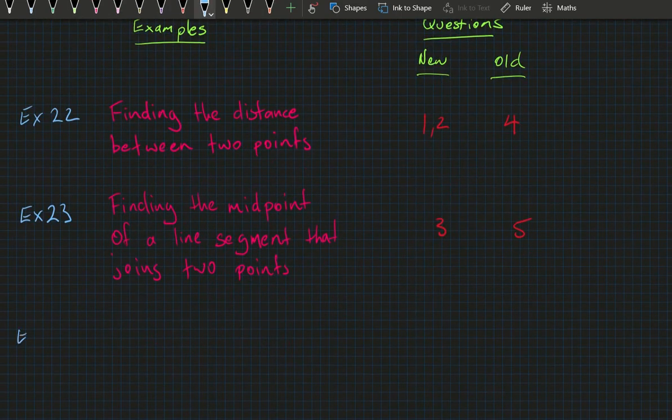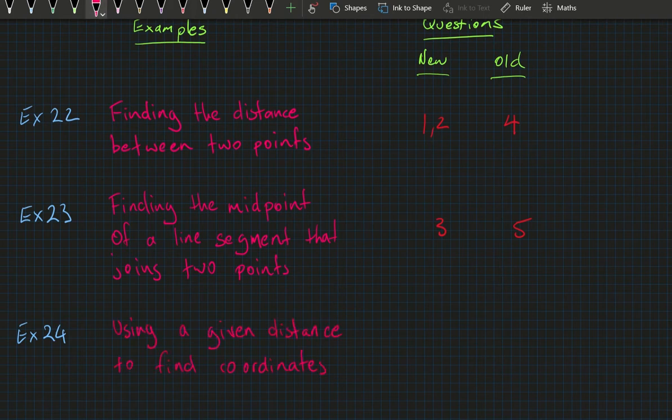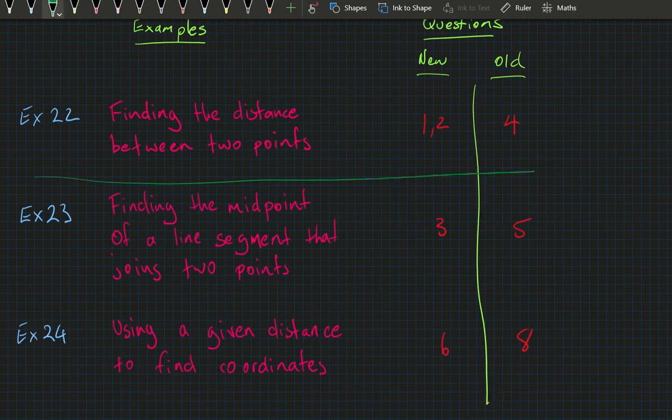Then finally, we'll do example 24, which will be using a given distance to find coordinates. And your questions will be question number 6 in the new book and question number 8 in the old book. Please pay close attention to this topic, as a number of the questions on our topic test will be inspired by this. This topic brings up some interesting challenges that are definitely worth testing you out on the difficult conceptual questions for the topic test.